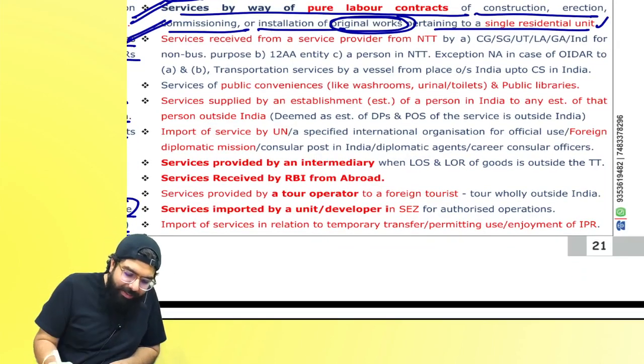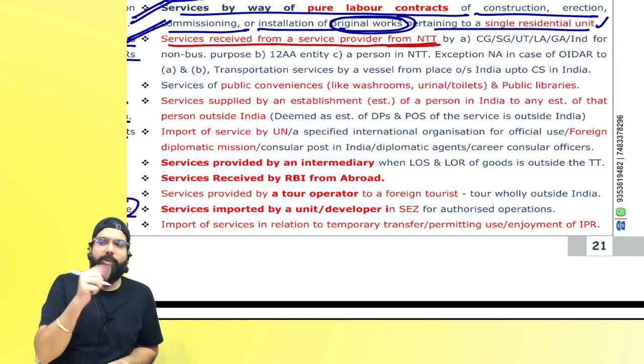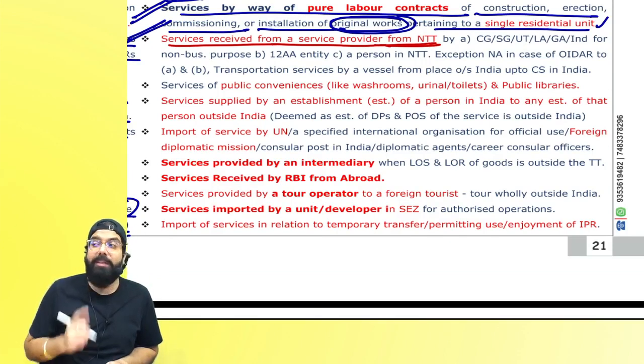Now here are the IGST exemptions. For services received from a service provider from a non-taxable territory, the person in the taxable territory has to pay GST under RCM. It's a business entity.